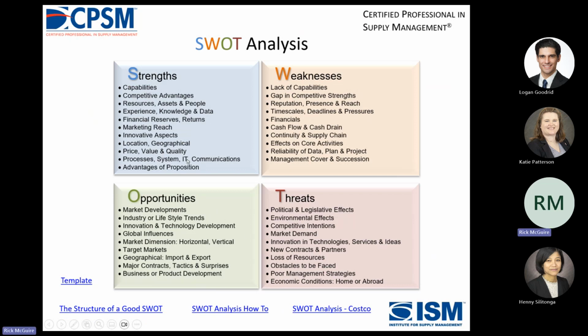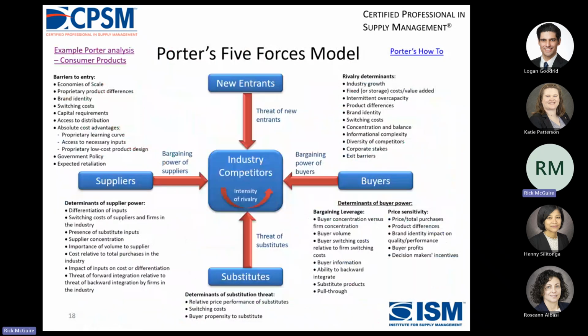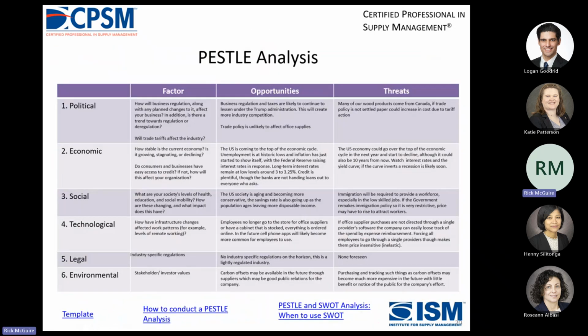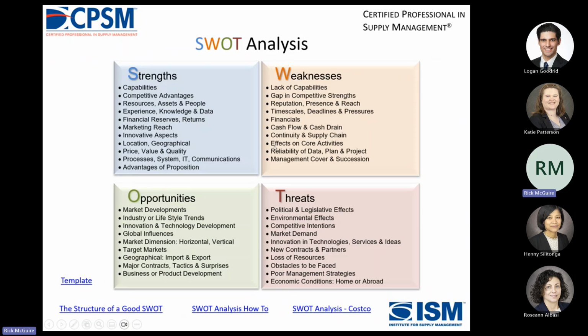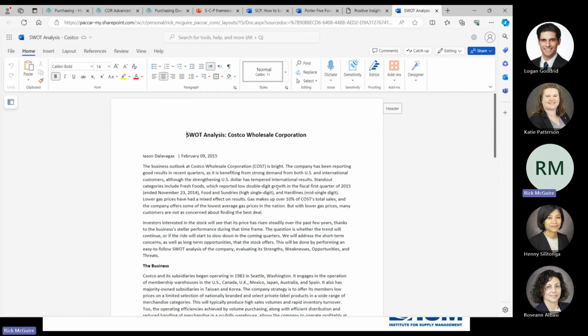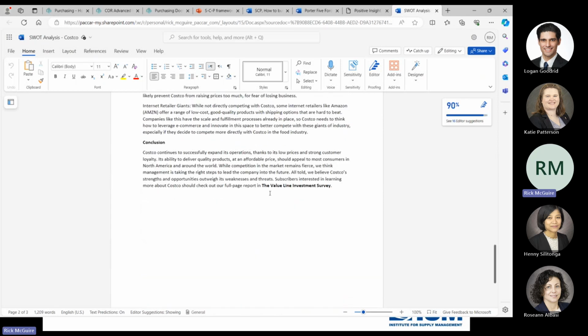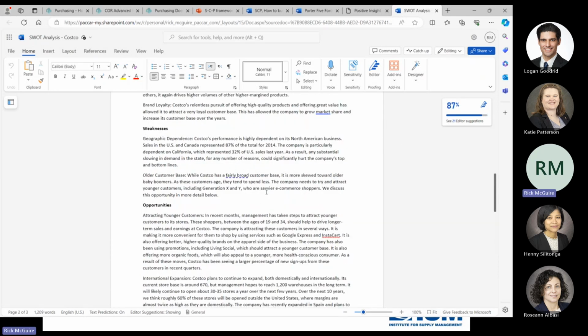SWOT analysis, this is another one that's taught in every business school. And it's a good one. Usually what I'll do is the SCP or the Porter's on the industry itself, and then do a SWOT on each of the significant companies within the industry. Here's kind of how to write it and some templates. Here's the one on Costco. Again, written by the Value Line folks. But you see, it's nothing exciting. It's just paragraph form.